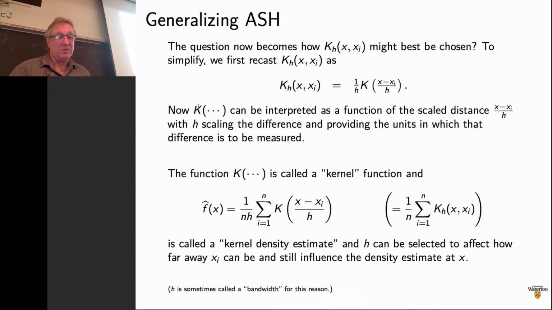So I can think about this function now as, what might be interesting is just that difference, that absolute difference. What's the scaled distance away from x that xi might be to decide what weight xi should get? To decide what value it should get. This is called the kernel function. And so our kernel density estimate looks like this, just this average of these kernel functions.